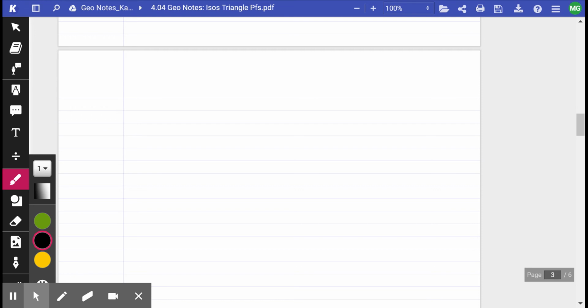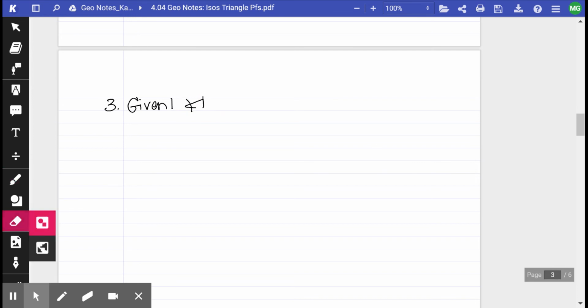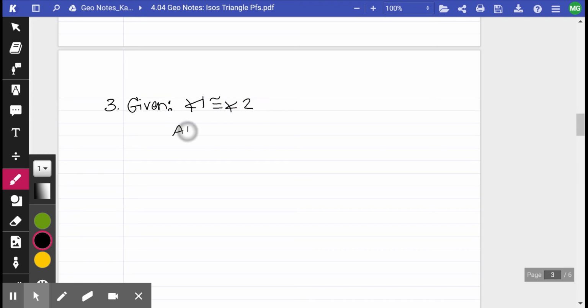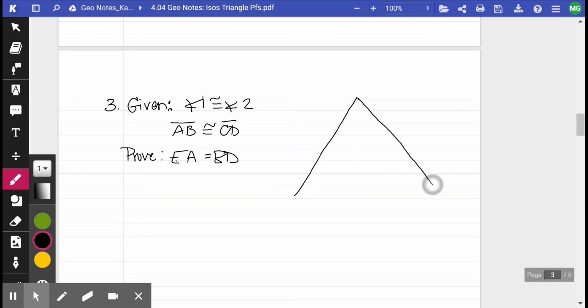And next up, we're going to do this one. Angle 1 is congruent to angle 2. Segment AB is congruent to segment CD. And I want to prove that EA equals ED. And here's your picture.